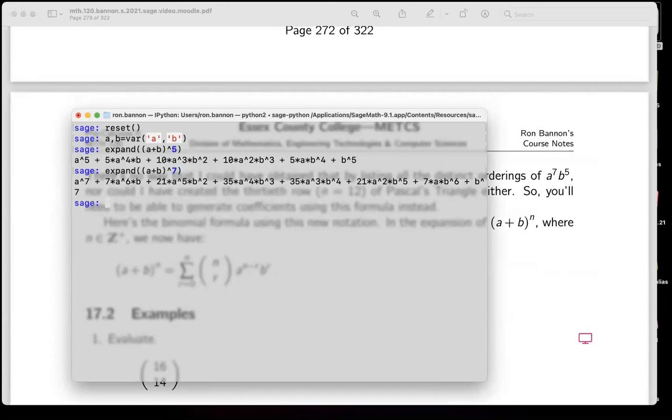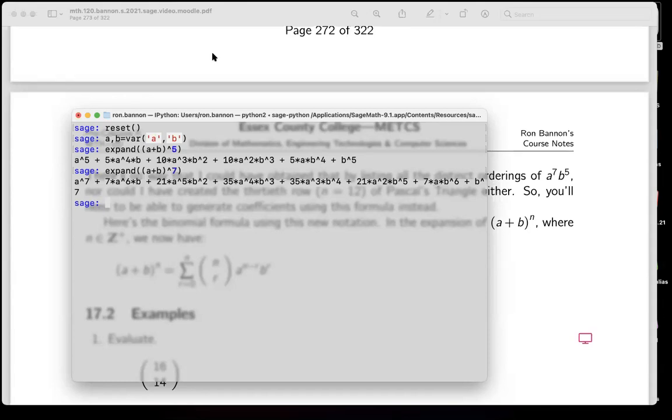When I look at it, I'm going to look at one term at a time. I'm looking at Sage now and my whiteboard. A7, you should have notes as well. 7A6B, 21A5B squared, 35A4B cubed, 35A cubed B4, 21A squared B5. Oh boy, 7AB6 and B7. I got every term right. You might say it's a miracle. Maybe it is.